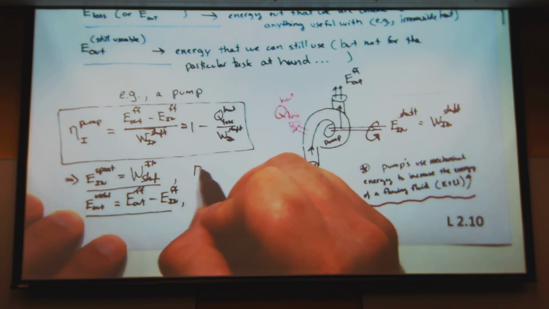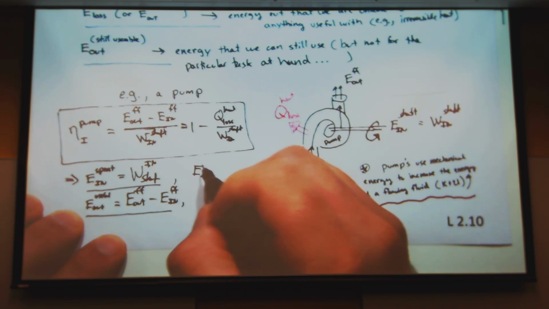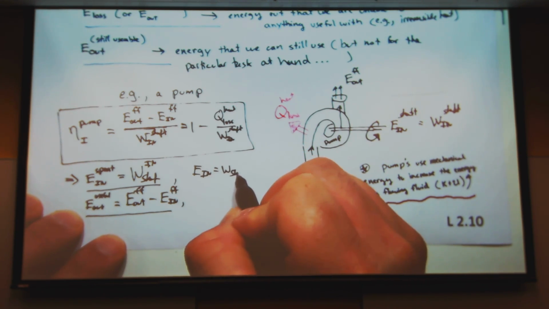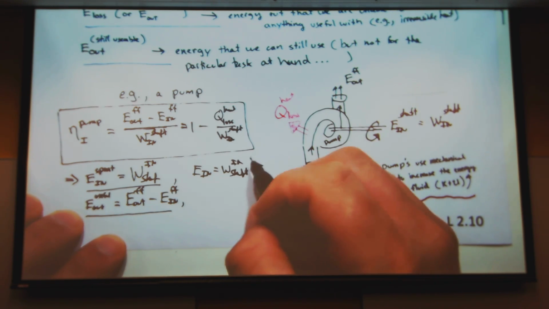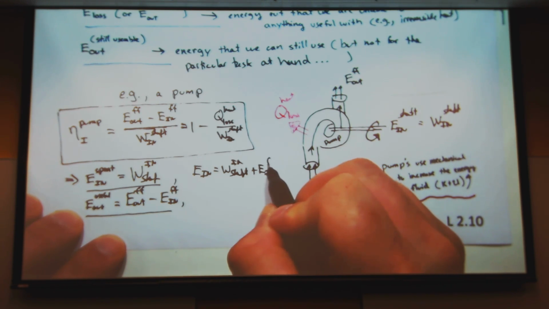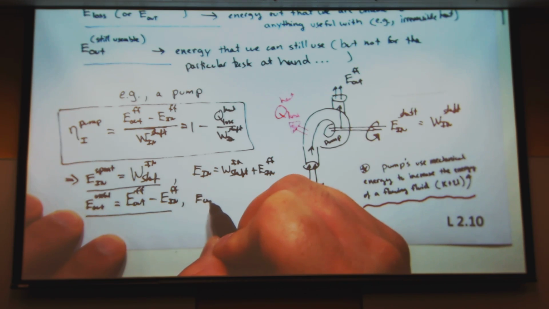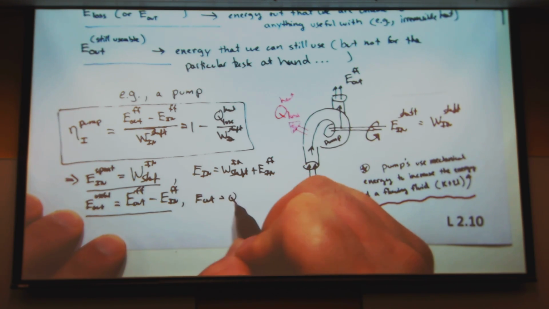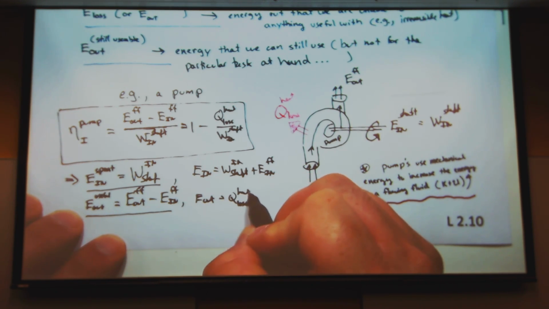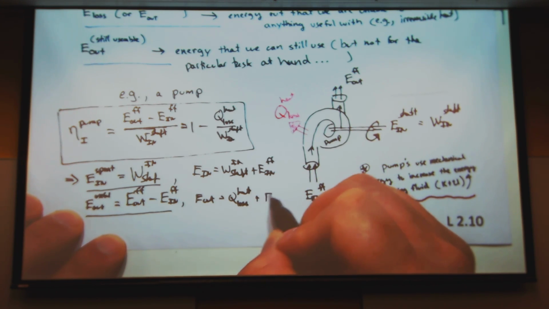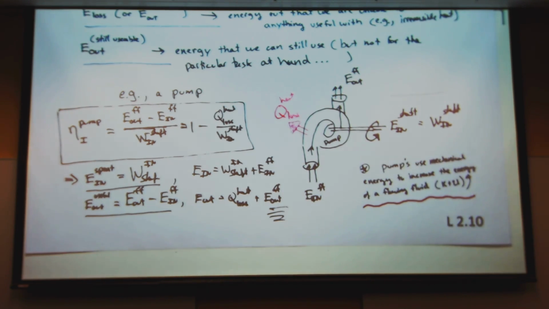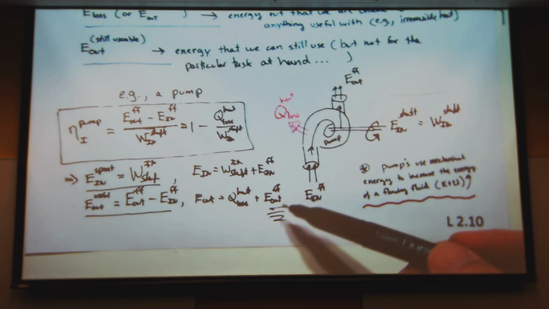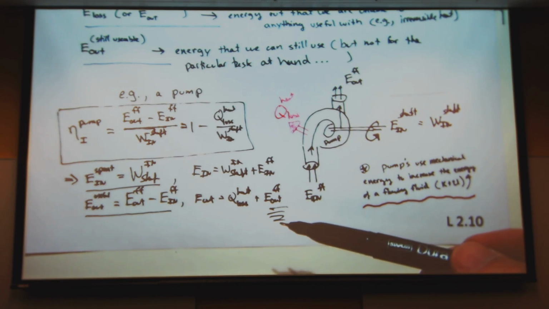And so I can rewrite that energy in equals work. I said all this stuff in words earlier. Work shaft in plus energy in fluid flow, and energy out is equal to Q loss heat plus energy out fluid flow. And the energy out fluid flow, what is the purpose of the pump? To increase the energy of the flowing fluid out, right? That's the purpose of a pump.